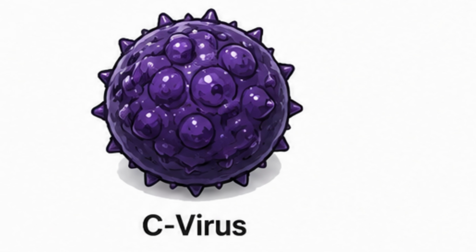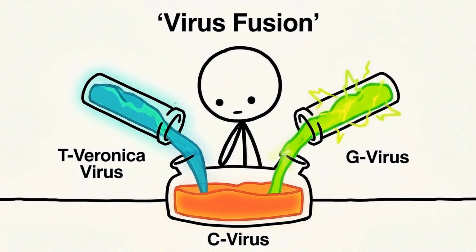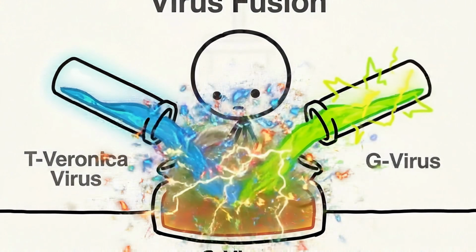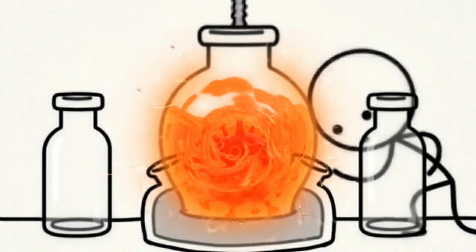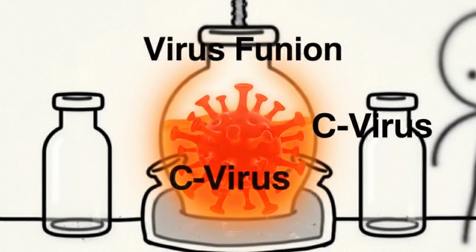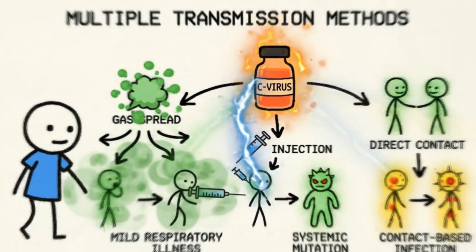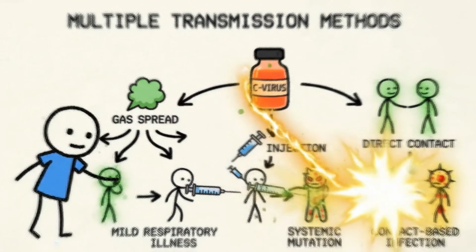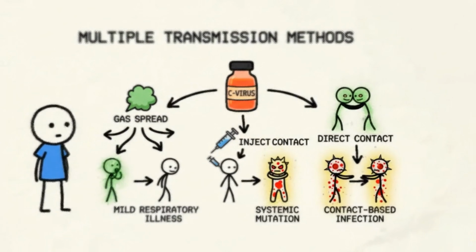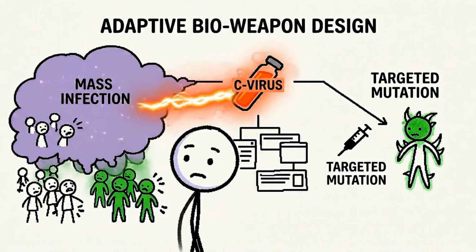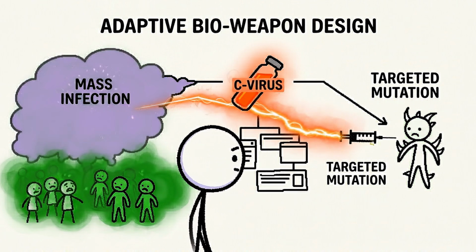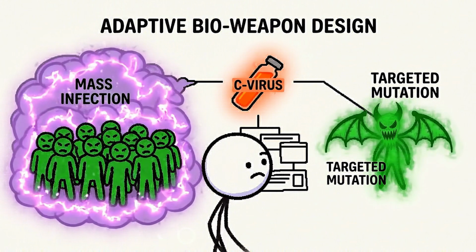C-virus. The C-virus was developed by combining elements of the T-Veronica virus and the G-virus, creating one of the most versatile infections in the series. It can spread through gas, injections, or direct contact, and its effects vary widely depending on how it is used. Some infected become zombie-like creatures, while others transform into complex bioweapons with unique abilities.